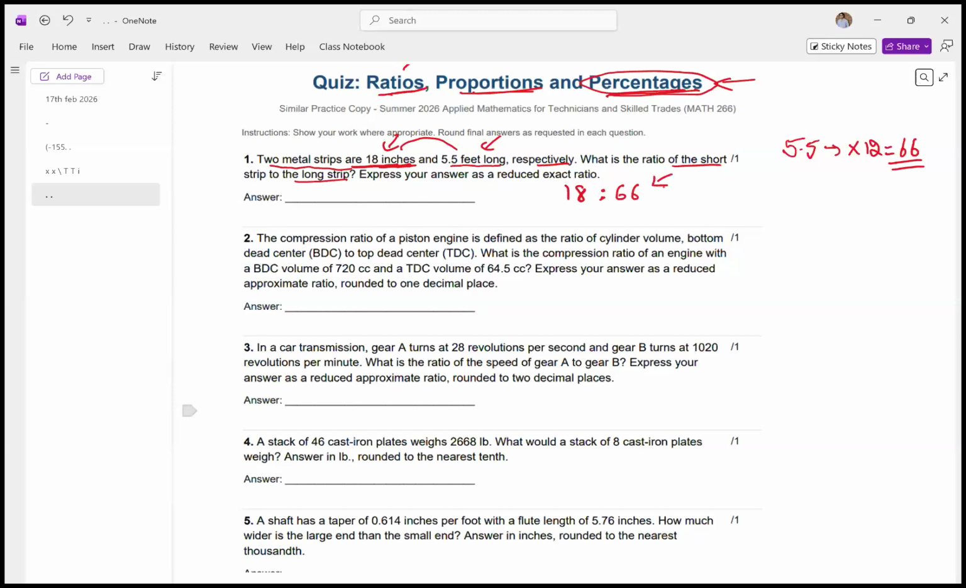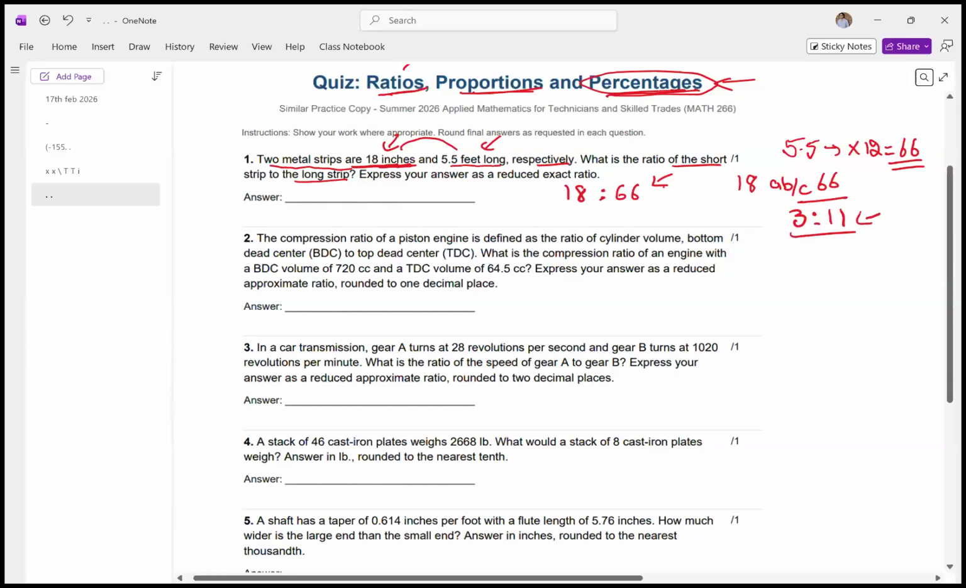Now how are we going to reduce it to a smaller form? You're going to put it in your calculator. You're going to write down 18 and then press ABC and then press 66. And that's going to give you the reduced form, which will come out to be 3 to 11. So this is the reduced exact ratio. Now, if you are asked to reduce it to the approximate, how to do those kinds of questions, we're going to learn in the next one.